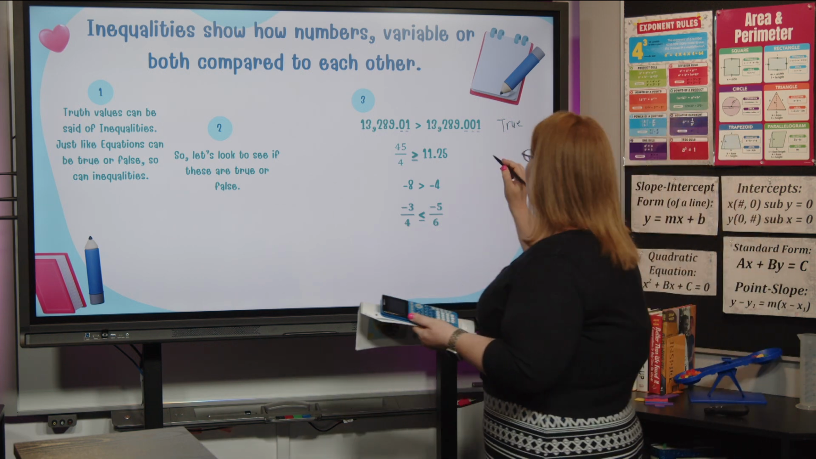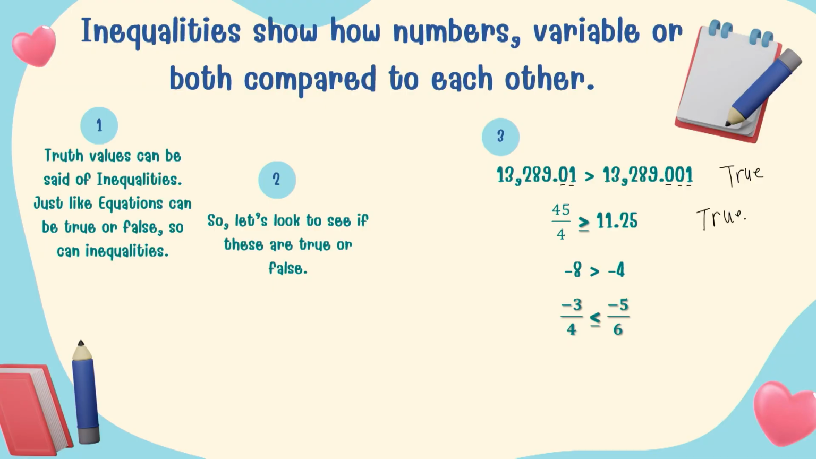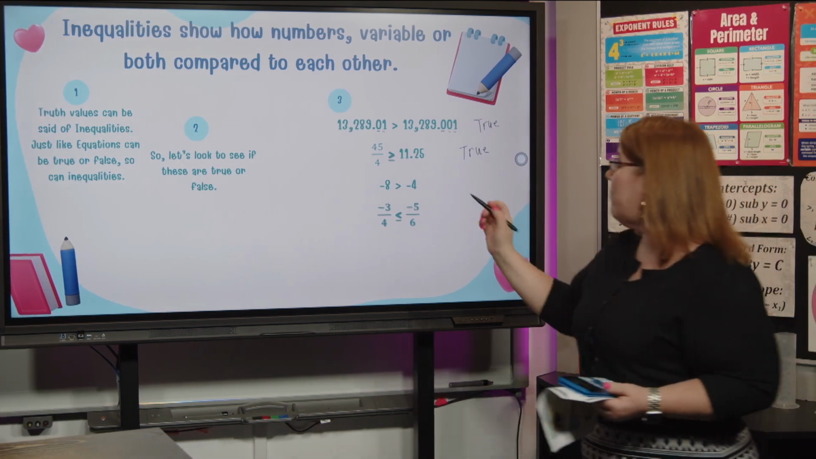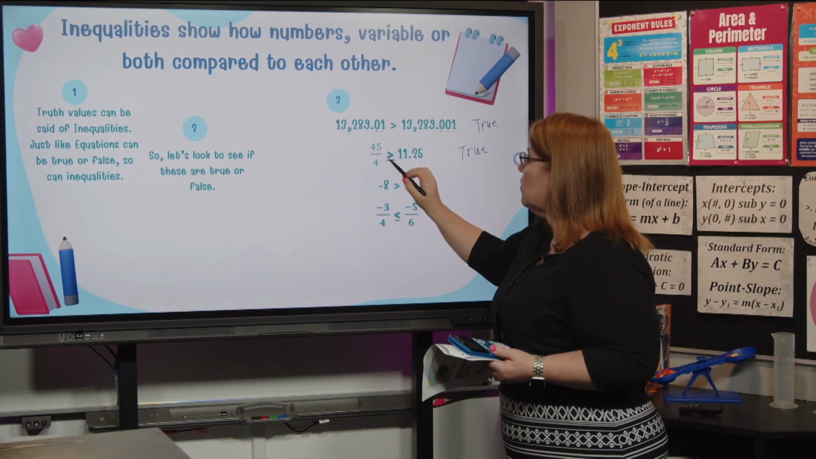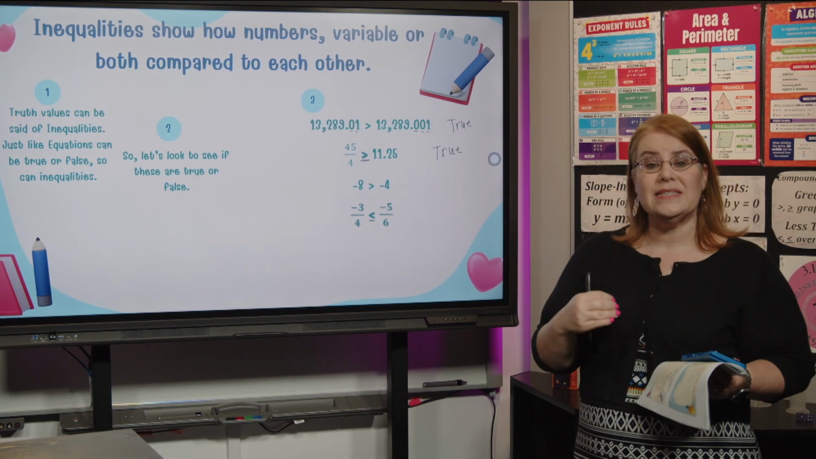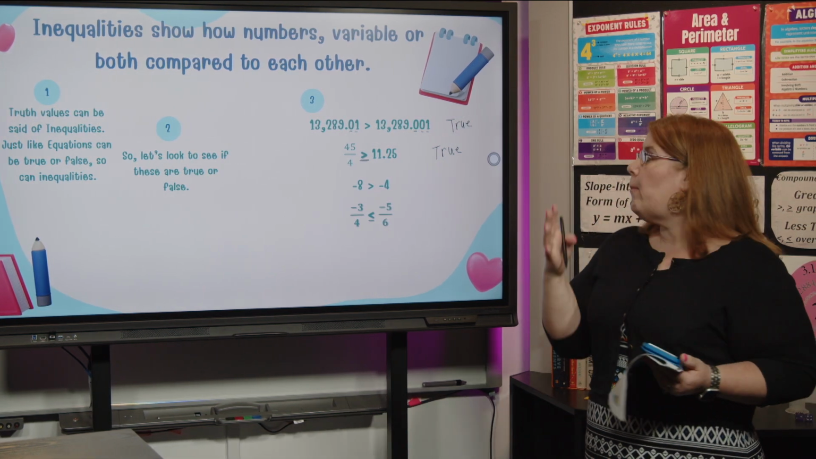So this is true. But you're sitting there going, Ms. Gillen, but it's not greater than. It's not greater than, but it's what? It's equal to. So that was a good catch. We want to make sure that we're reading the meaning of these inequalities, not just points.